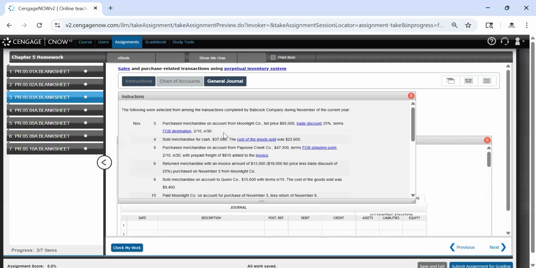The first transaction is purchased merchandise on account from Moonlight Company. The list price is $85,000. There's a 25% trade discount, terms FOB destination, terms 2/10 net 30.